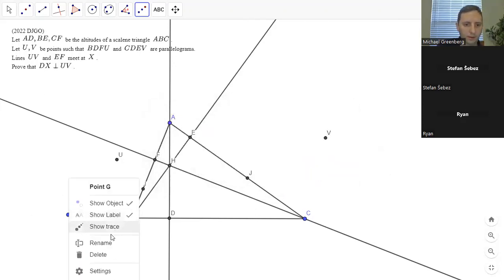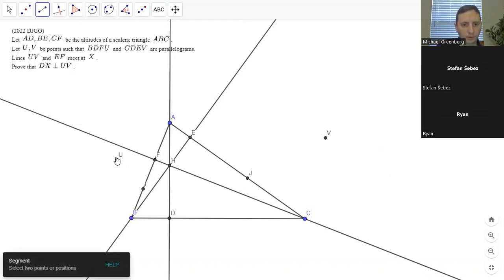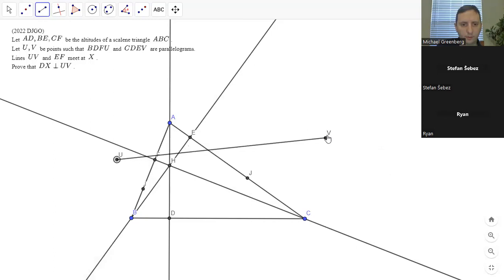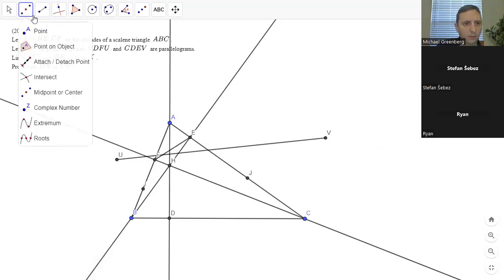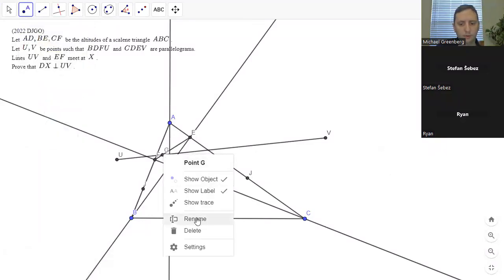Delete this guy. And then UV and EF meet at X. And we want to show DX is perpendicular to UV. That's pretty interesting.